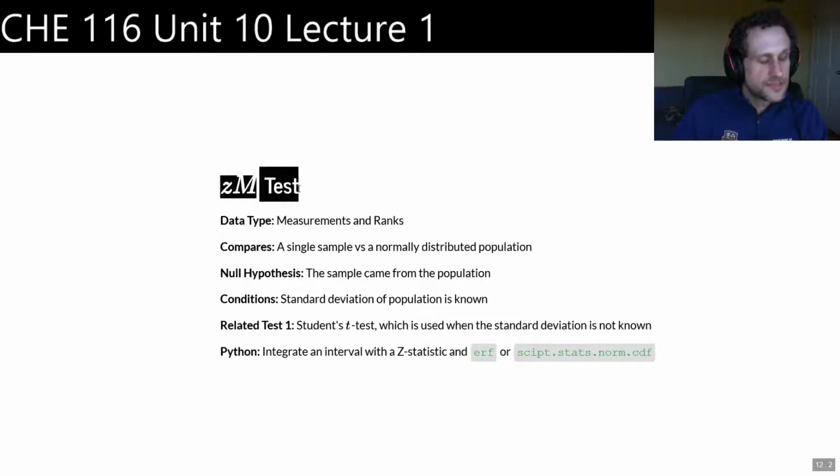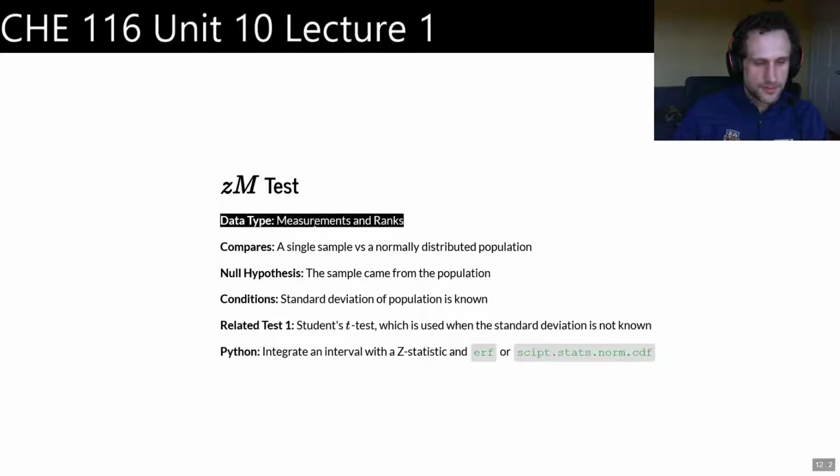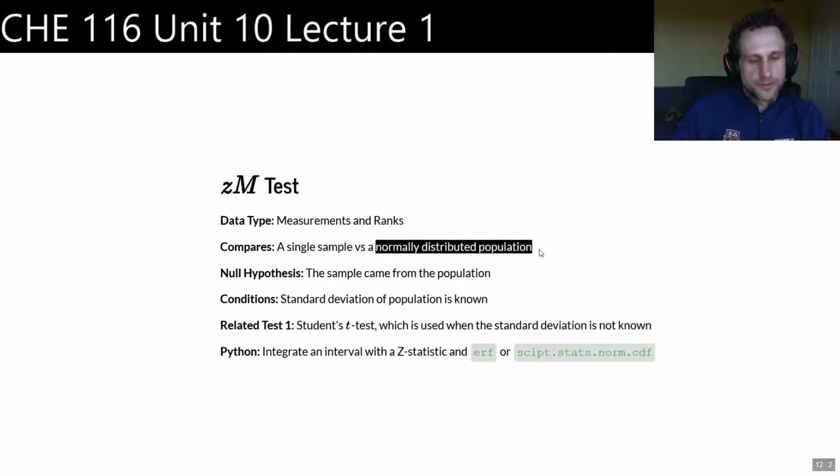Okay, so basically to summarize, we saw 2 hypothesis tests. The first is called the ZM test, and that was the one where we had a single sample, but we knew the population standard deviation. In that first example, I said I know the population standard deviation for gold is 3 degrees Celsius. So the ZM test allows you to compare measurements and ranks. So basically, you could have measurements like the melting point of gold, or you could have ranks like this is the hottest sample, this is the second hottest sample, this is the third hottest sample. It allows you to compare a single sample, like one sample of gold, versus a normally distributed population.